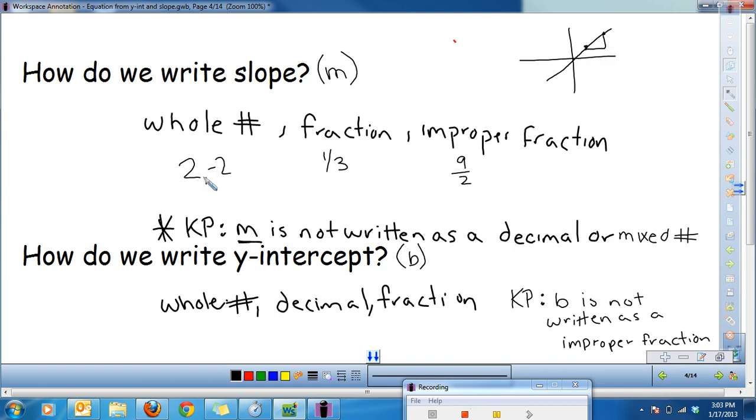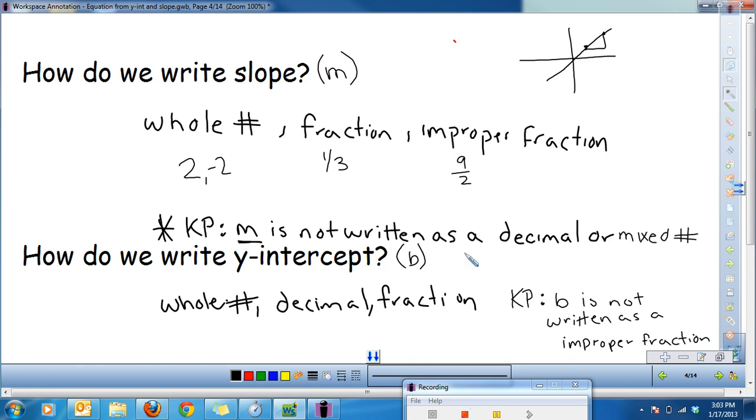If we know that the slope is a whole number, we can figure that out. We can go, oh, up 2 over 1. If we know slope is a fraction, we can do that too. We can go up 1 over 3, up 1 over 3. If slope is improper, we can do that too. We could do up 9 over 2, up 9 over 2.